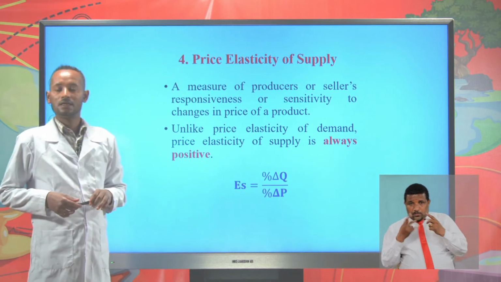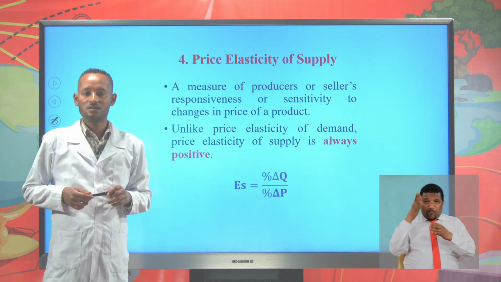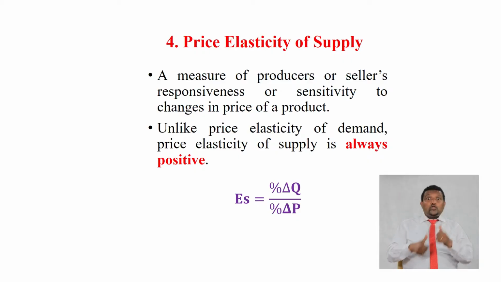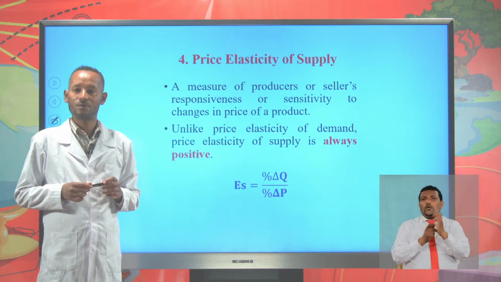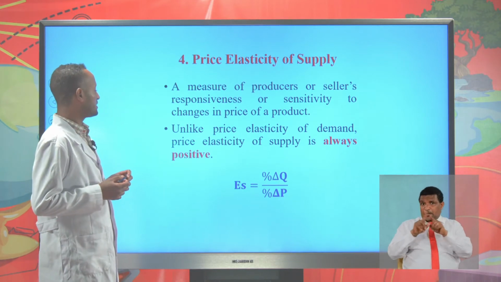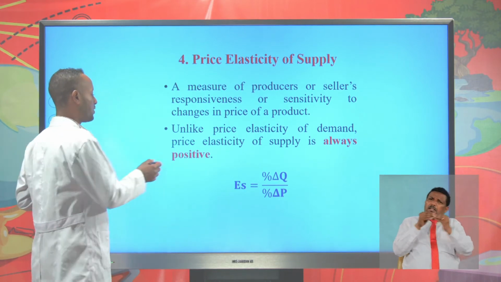Now let's see the last type of elasticity, called the price elasticity of supply, which is the measure of producers' or sellers' responsiveness or sensitivity to changes in the price of a product. Unlike the price elasticity of demand, the price elasticity of supply is always positive.